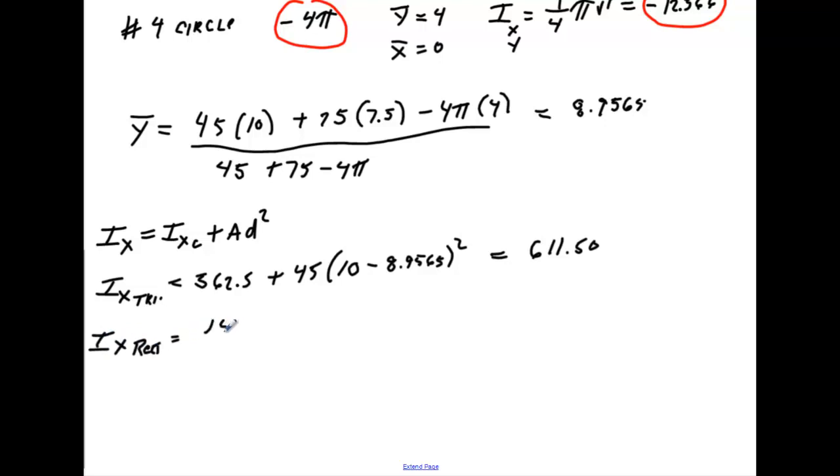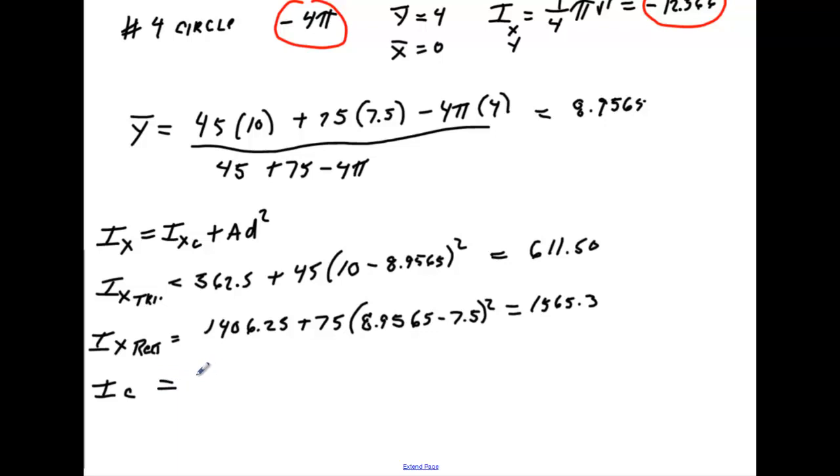We do Ix for the rectangle. Again, what we found about its own centroid, 1406.25, plus its area. We subtract, and we said that now we went up 7.5. Again, you can do it either way. I like to make it all positive inside. So 8.9565 is the larger. We subtract the 7.5. Again, that's the distance between the two centroids. We square that. That gives me a value of 1565.3.